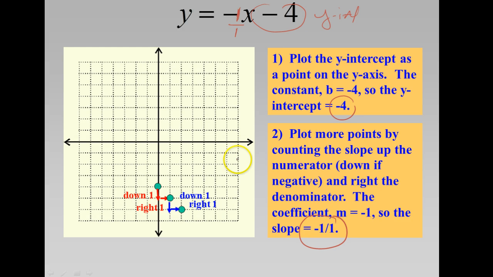Or to get some points on the other side, we could go up 1 and then go to the left. That will still be positive. We could go up 1 and then to the left 1, and that will still keep it negative. And here is the line. Usually you need about 3 solid points to be able to graph the line, to see where it's going. Pretty easy, huh?